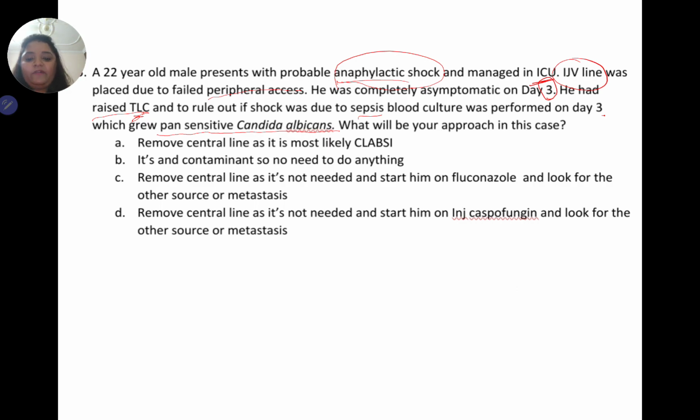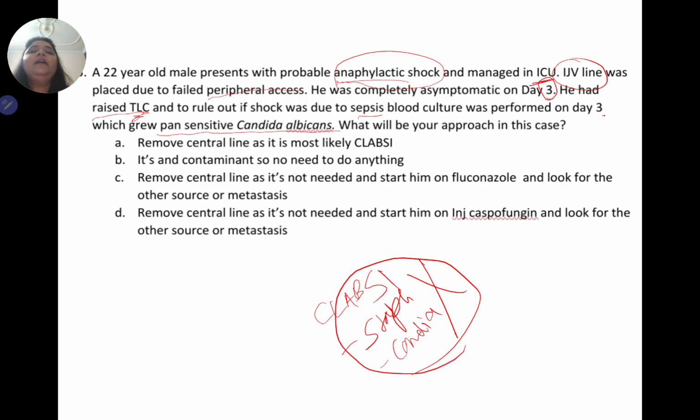So whenever there is, this could be a CLABSI. So in CLABSI, whenever there is growth of either staph or candida, we will have to remove the catheter. The first and foremost rule is we have to get the central line or the catheter out. So obviously we have to remove the central line. It's a contaminant, so you do not do anything. Remove central line and start him on fluconazole and look for other sources of metastasis.